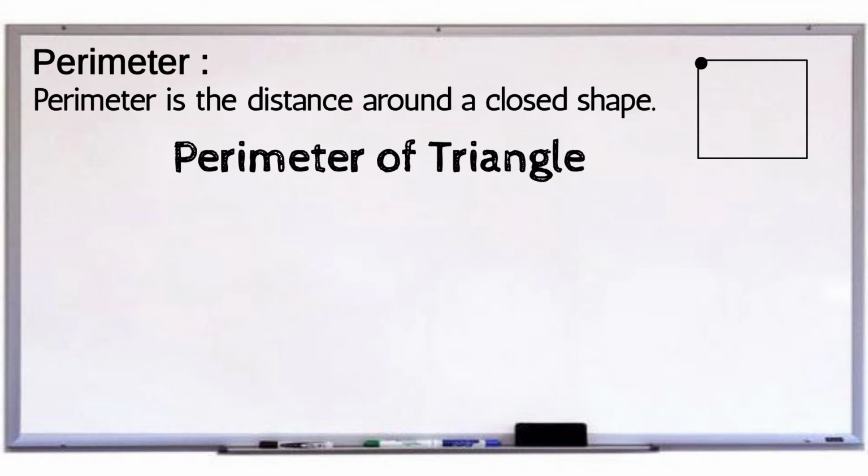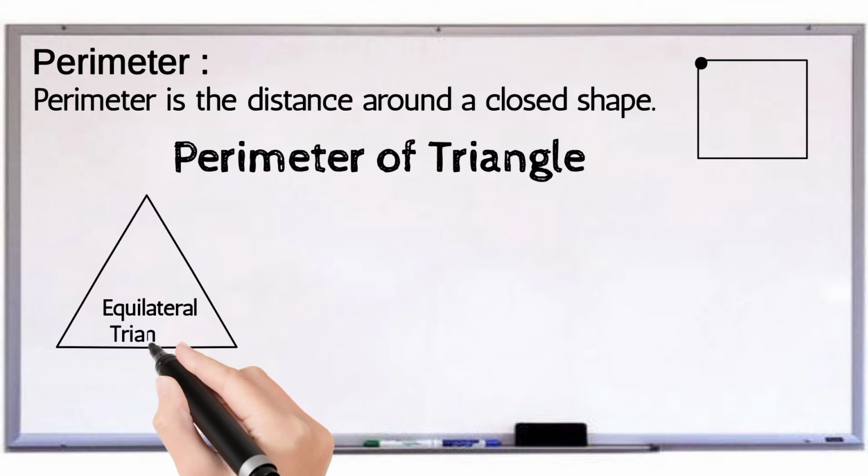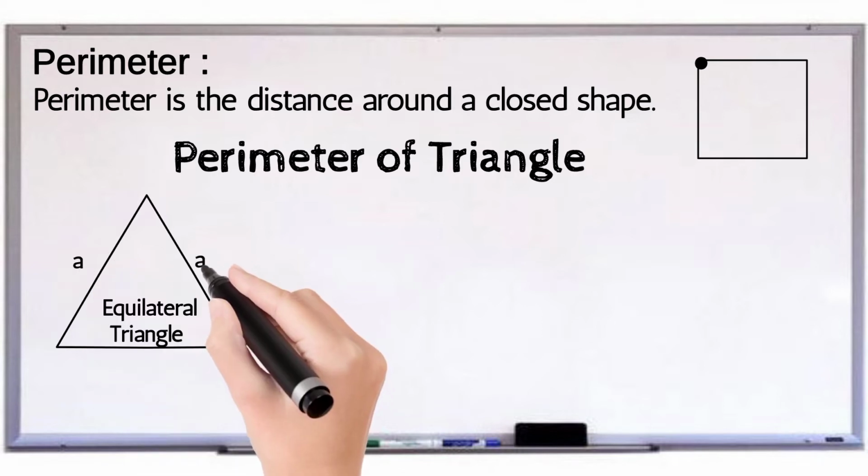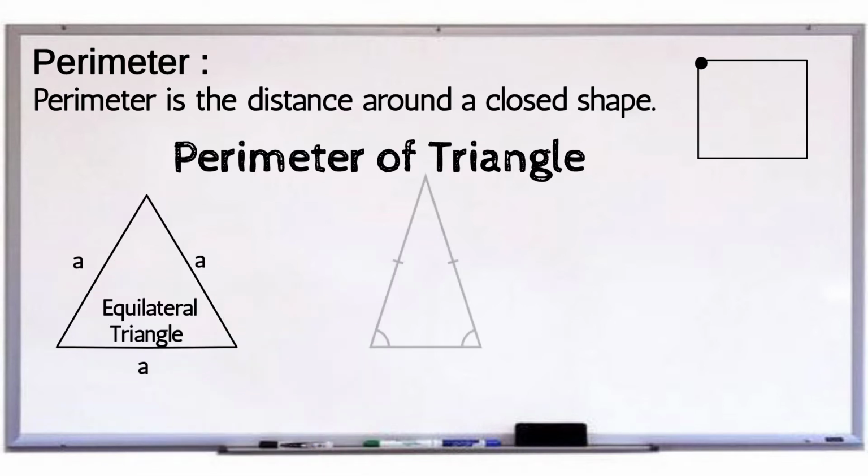Let us talk about the perimeter of triangle. Guys, you know there are three types of triangles with respect to sides. First one is equilateral triangle. All the sides of this triangle are equal in length. If one of its side is A, then remaining both sides will also be A.